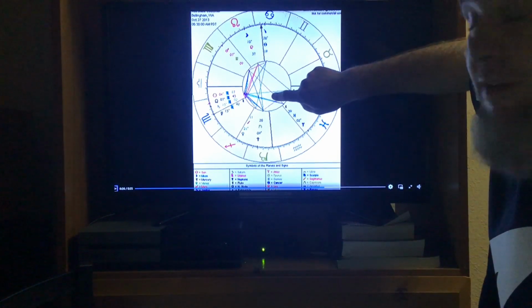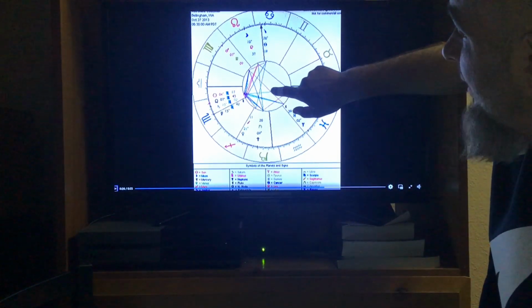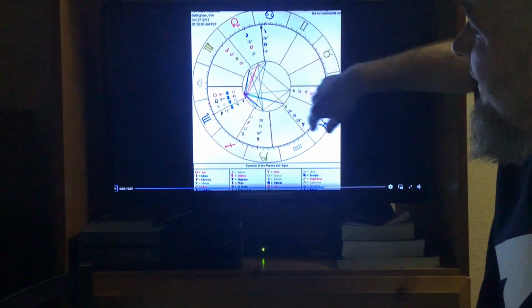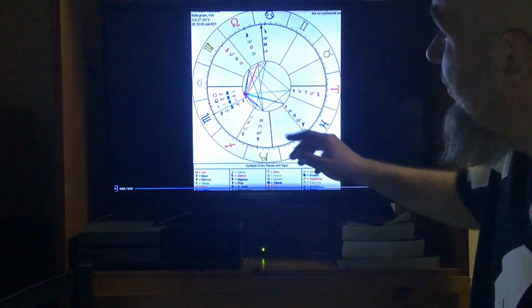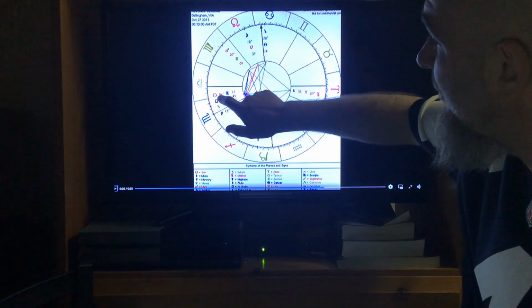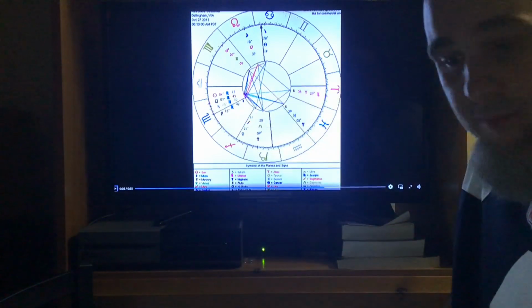These are aspects. What these tell the astrologer is how far apart one planet is from another. So you probably can't see the numbers, but that sun right there says the 4th degree. Ah, shoot, I'm going to stop.